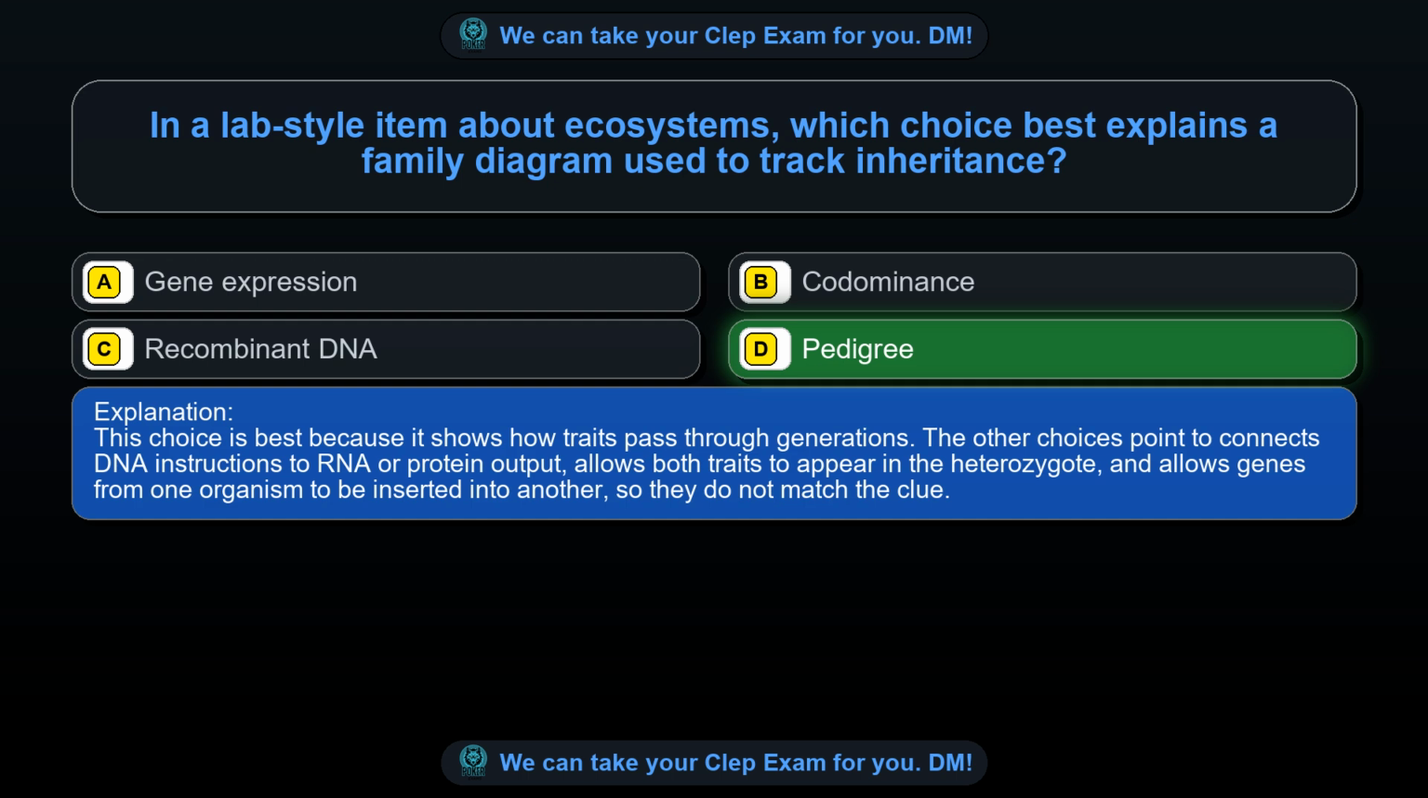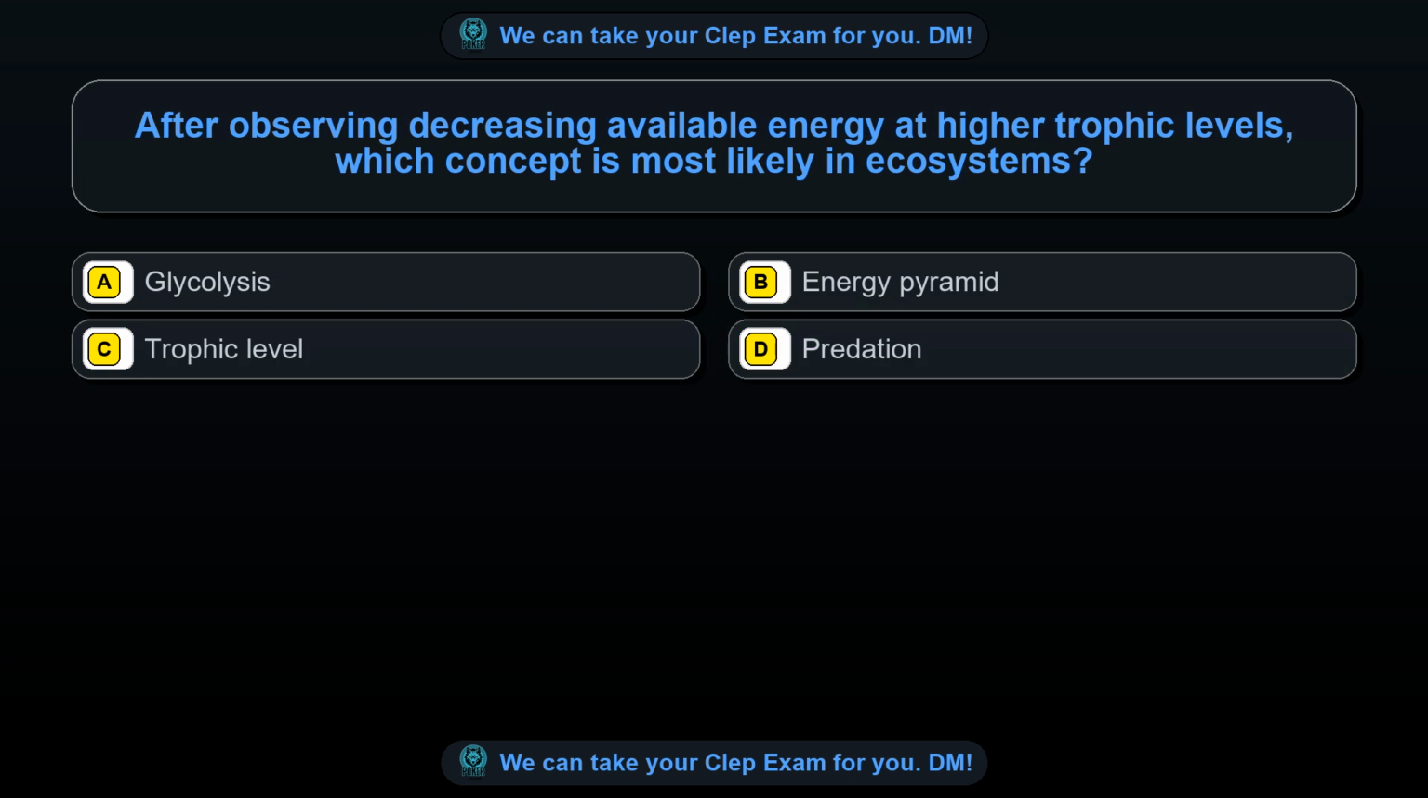This choice is best because it shows how traits pass through generations. The other choices point to connects DNA instructions to RNA or protein output, allows both traits to appear in the heterozygote, and allows genes from one organism to be inserted into another, so they do not match the clue. Question 69. After observing decreasing available energy at higher trophic levels, which concept is most likely in ecosystems? Option A, glycolysis. Option B, energy pyramid. Option C, trophic level. Option D, predation. The correct answer is option B, energy pyramid.